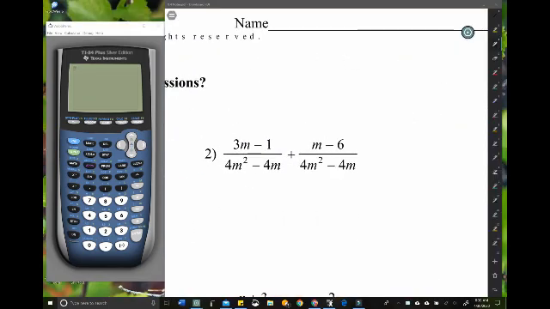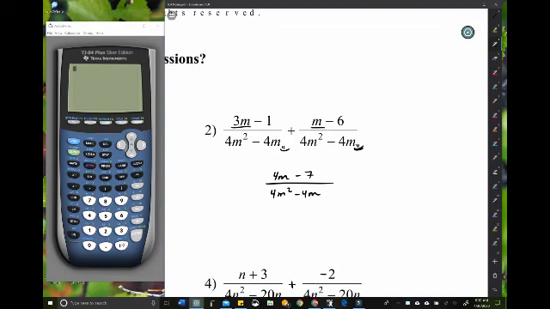So number 2, we have the same denominators, so that makes us happy here. In that case, all we have to do is add the like terms. 3m and m is 4m. Negative 1 plus negative 6 is negative 7. Then we can just leave that over our denominator, 4m squared minus 4m. Check to see if anything reduces. They all have to have a common factor. This 7 is kind of throwing things off as it does not have an m. It does not have a 4. So really, that is your final answer. A pretty easy one there for us.